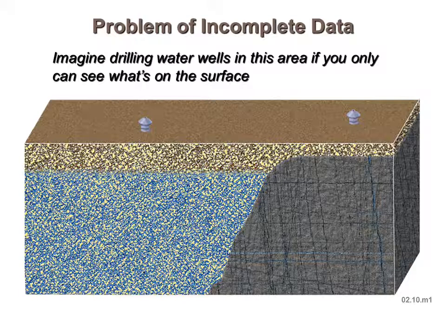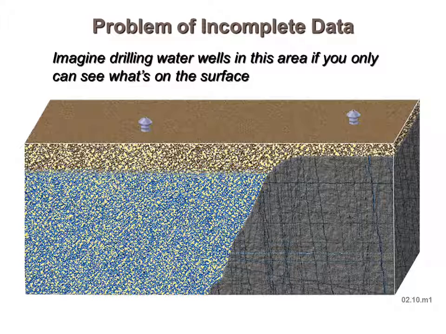The next one is the problem of incomplete data. Looking at this image, we've got this layer of blue in between tan sediments. This is showing us groundwater. Above that blue line is an unsaturated area. There's no groundwater in the land there. So this is showing us the water table. And these little gray things above ground are showing us the wells. So what happens when the data is incomplete? If we imagine drilling water wells in this area, if you can only see what's on the surface, you're going to get a very incomplete view.